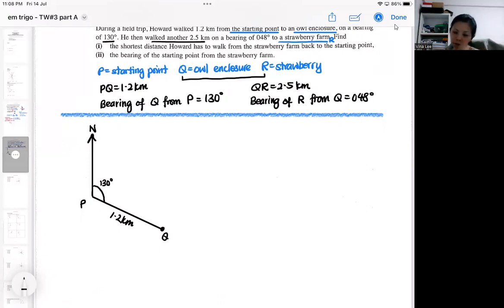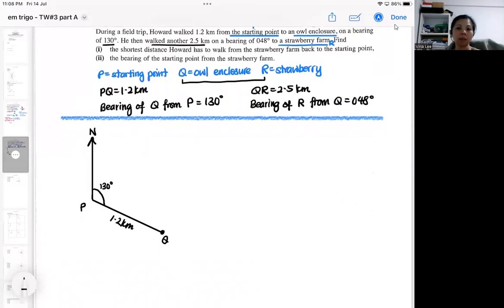Then after that, from Q, which is the hour enclosure, he's going to walk at a bearing of 48 degrees to the strawberry farm. So if I would like to use this bearing, I must make sure I have another north line first. So I must have another north line at Q. Then obviously I've got to estimate where the 48 degrees is. So again, have an idea about 90 degrees first. So 48 will be somewhere here. So that's how you estimate.